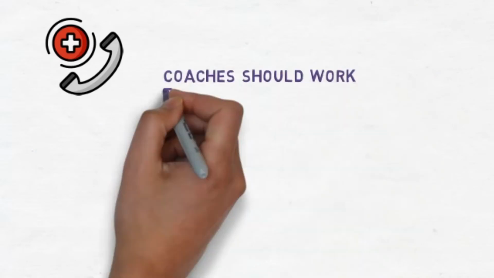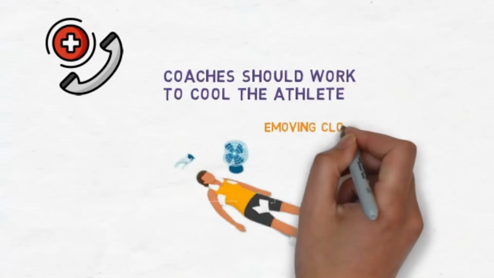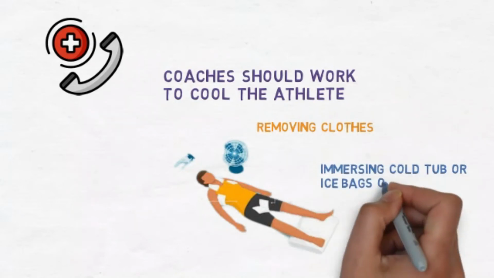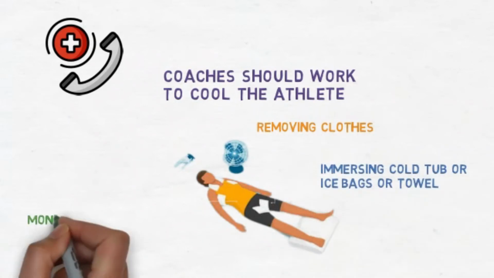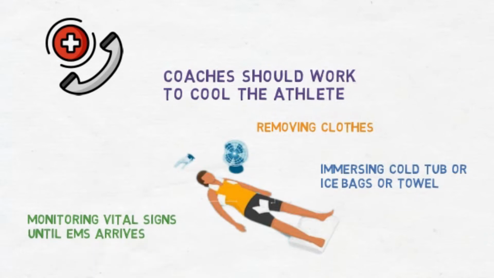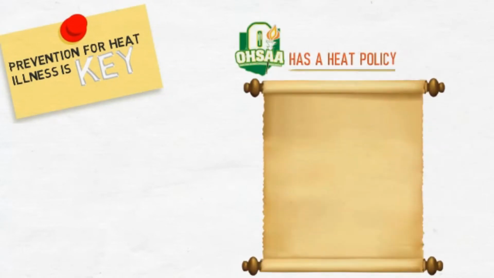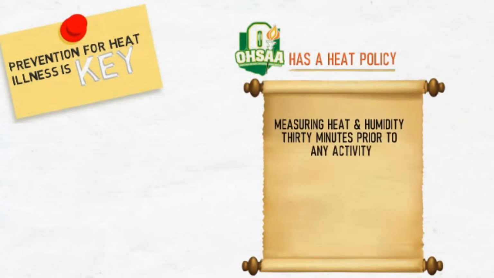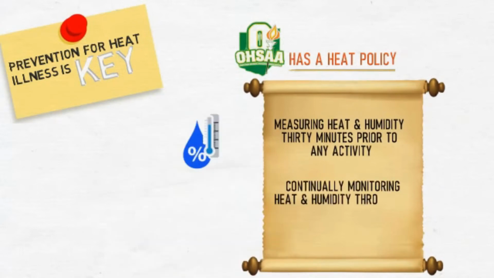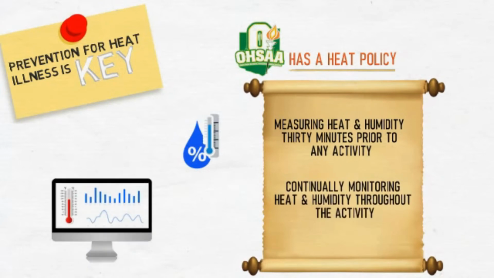After activating EMS, coaches should work to cool the athlete by removing clothing, immersing the athlete in a cold tub or ice bags or towels, and monitoring vital signs until EMS arrives. Prevention for heat illness is key. OHSAA has a heat policy requiring measuring heat and humidity 30 minutes prior to any activity, as well as continually monitoring heat and humidity throughout the activity.